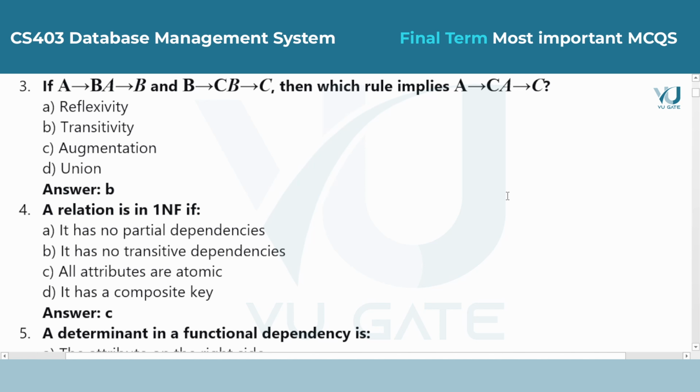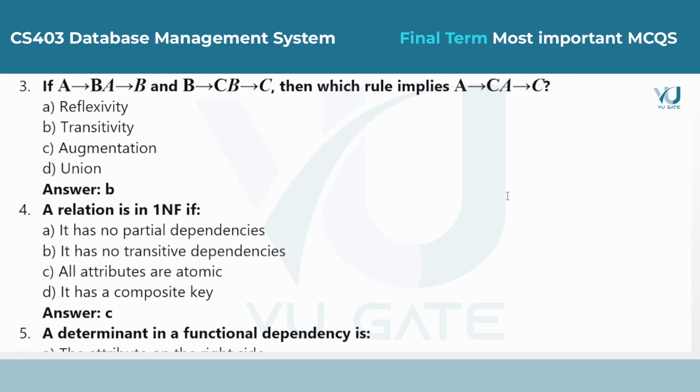Question 3. If A determines B and B determines C, then which rule implies A determines C? Answer is option B, transitivity. This is like a chain. If A leads to B and B leads to C, then A automatically leads to C. This is a fundamental rule in database logic.